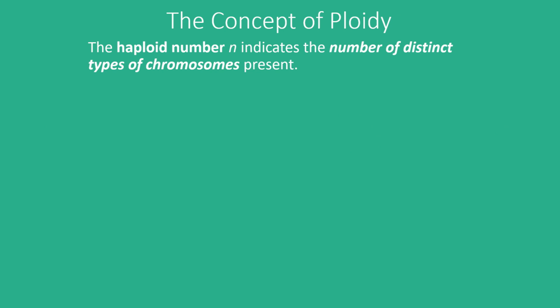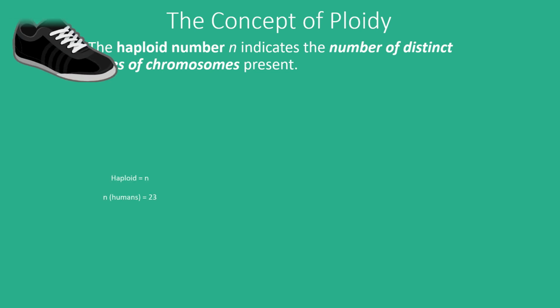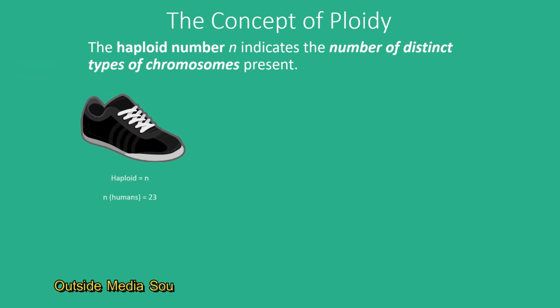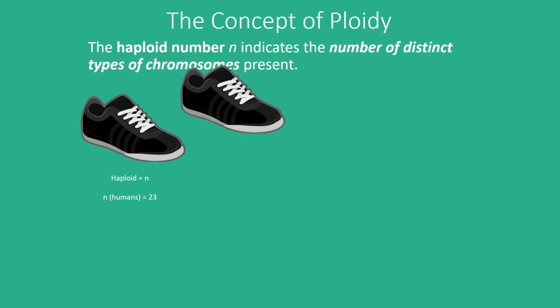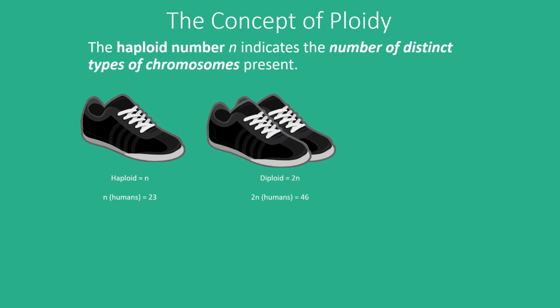A cell's ploidy indicates the number of each type of chromosome present. Think of ploidy in terms of shoes. Organisms whose cells contain just one of each type of chromosome are called haploid. In other words, you only have one of each shoe, either a right shoe or a left shoe. Those whose cells contain two versions of each type of chromosome are termed diploid, pairs of shoes in this case. Diploid cells have one paternal chromosome and one maternal chromosome.